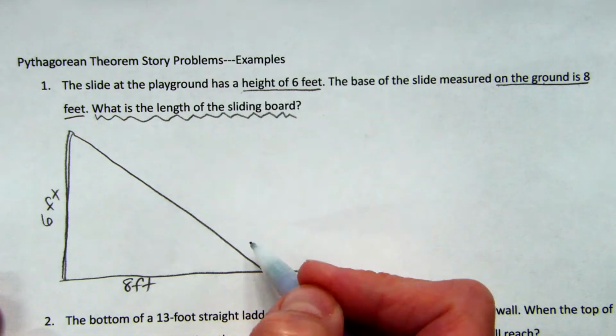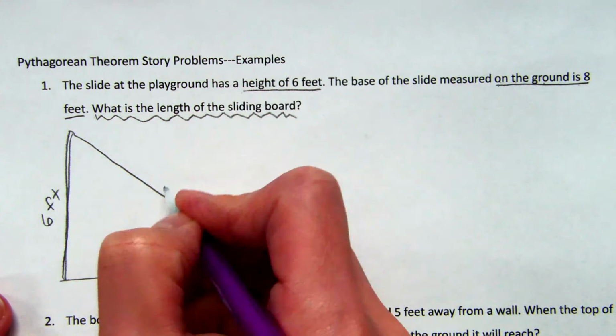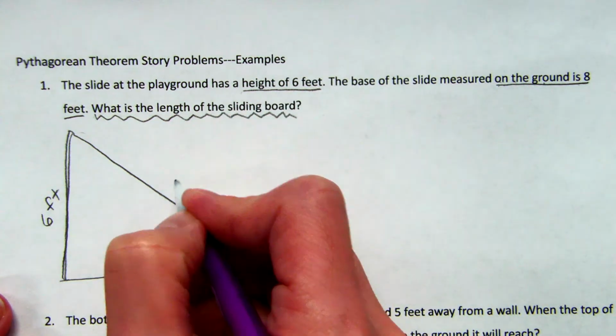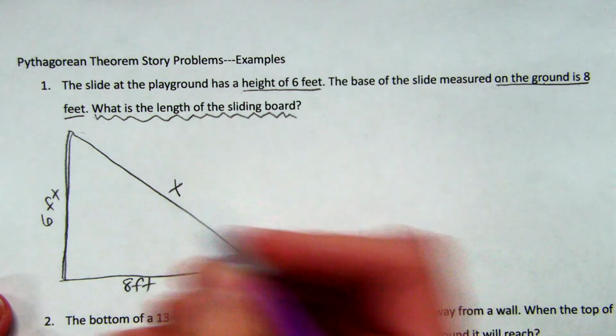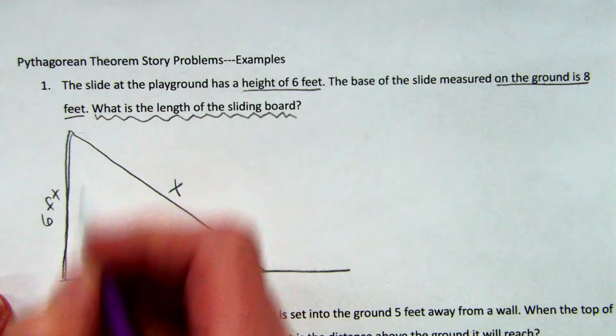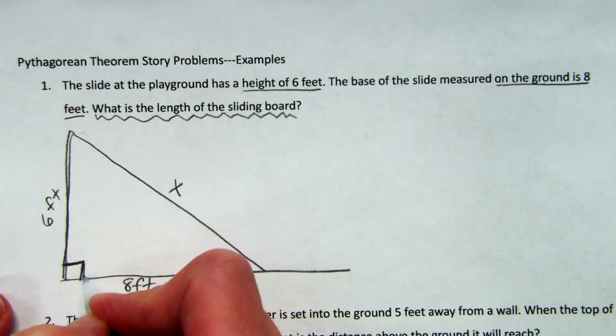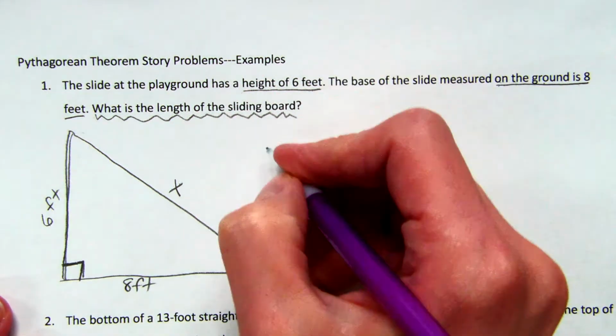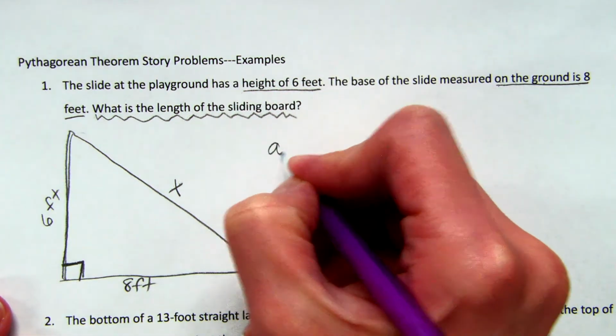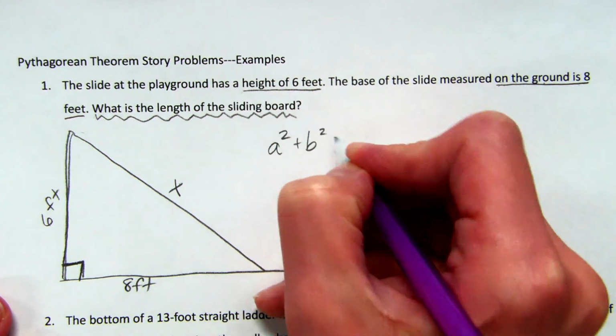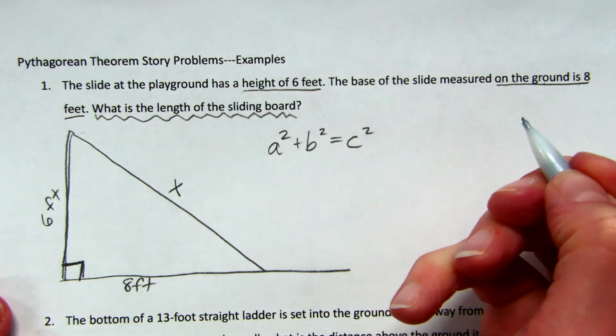So the length of the sliding board is this part right here, the slide, and we're going to call that x. So we're assuming that this makes a right angle with the ground, and so there's our right triangle. And we can solve this using the Pythagorean theorem. A squared plus b squared equals c squared.